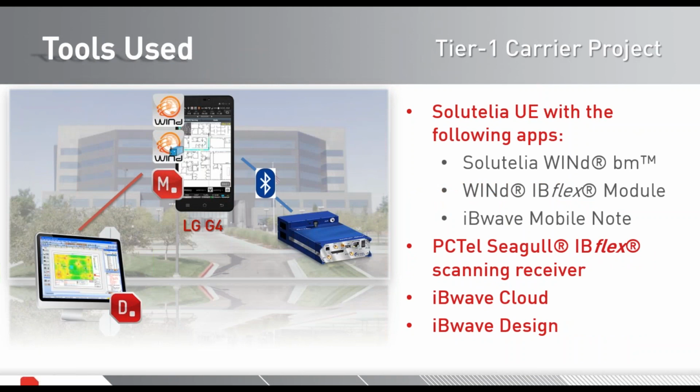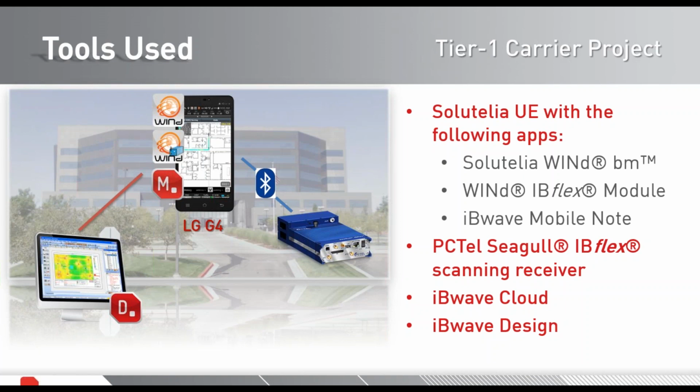How did we do the survey? At the center of the solution was an LG G4 phone from Solutelia, and it was loaded with many apps. First, the Solutelia Wind Benchmark app, their Wind IBflex module, as well as the iBwave mobile note application, represented here by the letter M inside our red logo.